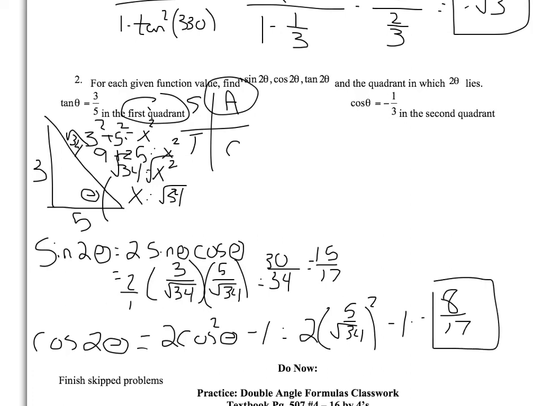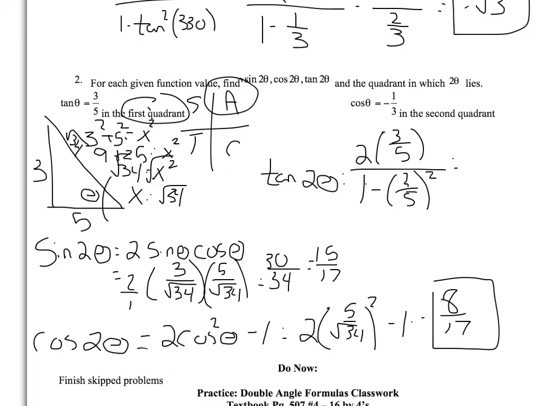And finally, for tangent, tan 2 theta is equal to 2, and then it says tan A. Tan is opposite over adjacent, so 3/5 divided by 1 minus 3/5 squared. Type in your calculator carefully, please. You get 15/8.